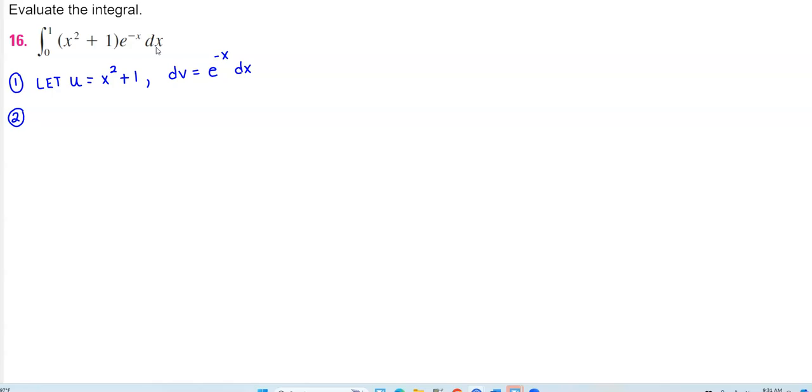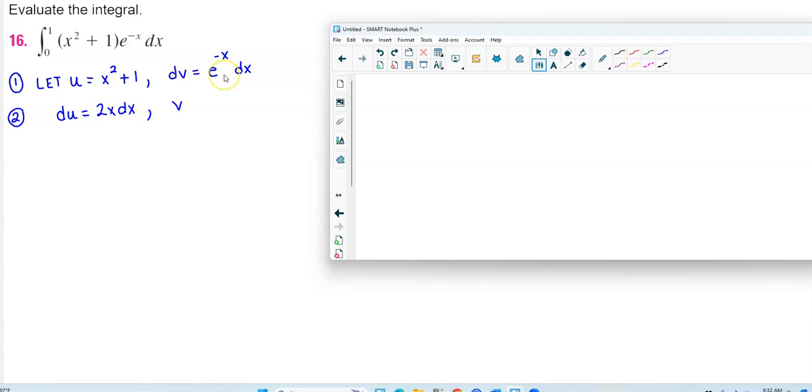Step 2, taking the derivative of both sides, we have du, which is equal to 2x dx. And now we need to take the antiderivative of e to the negative x. Okay, so let's go ahead and find the antiderivative. So the antiderivative of e to the negative x dx, if we let u equal negative x, du is equal to negative dx. So negative du is going to equal dx.